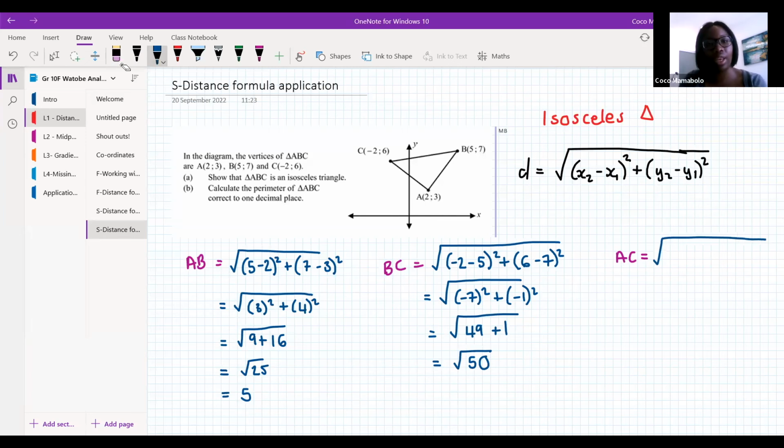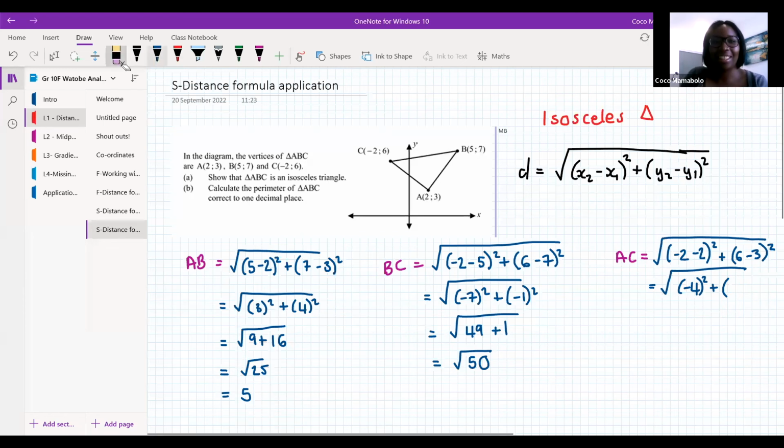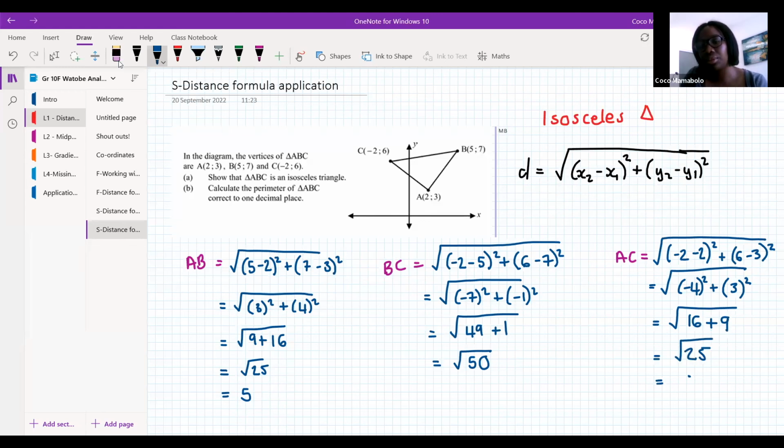Then we're going to calculate AC. It's equal to the square root of -2 minus 2 squared plus 6 minus 3 squared, which is equal to the square root of -4 squared plus 3, not -3, I caught myself this time, 3 squared, which is equal to the square root of 16 plus 9, which is equal to the square root of 25, which is equal to 5.